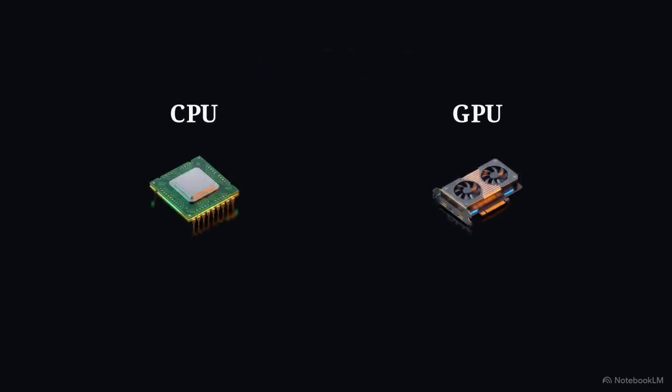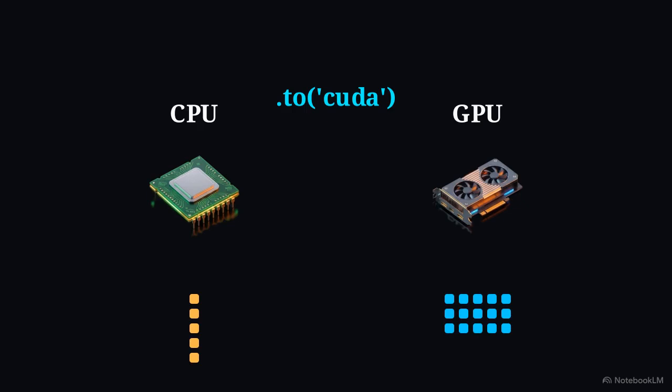While a CPU handles tasks one by one, a GPU can process thousands of calculations at once. We move our tensors to the hardware accelerator by calling .to('cuda'). For large-scale matrix math, the difference is massive. In this benchmark, the parallel architecture of the GPU allows us to finish the same calculation hundreds of times faster than the CPU.